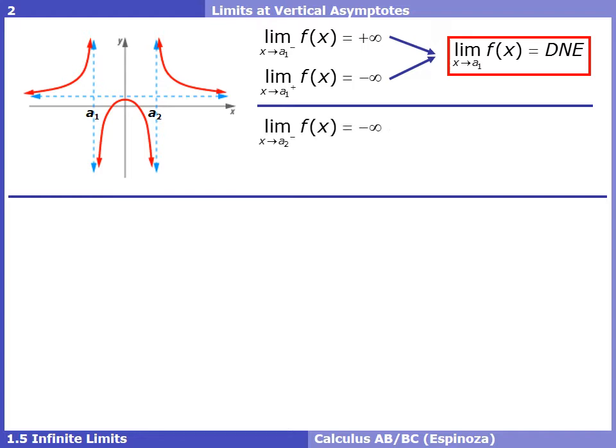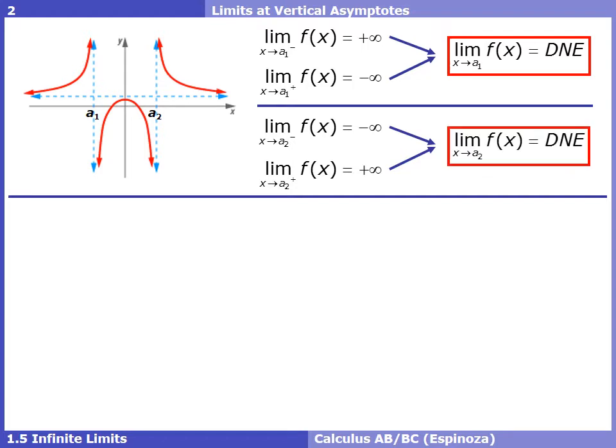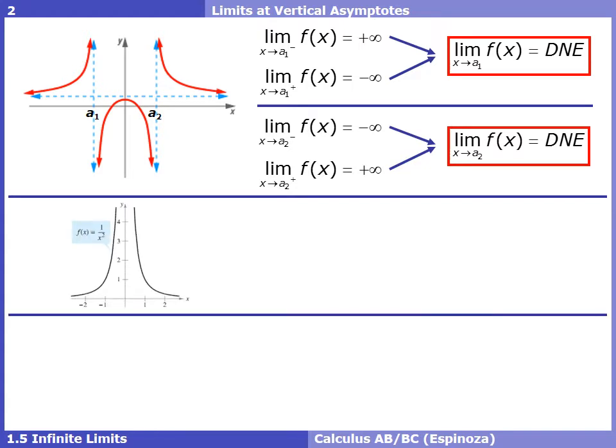At a2, if we take a look at the limit to the left of that, you'll notice the graph is going down forever, so we can say that's negative infinity. To the right of a2, we can observe that the graph is going up forever, so that would be positive infinity. Again, just based on that information, we know that there's a vertical asymptote. If we want to find the overall limit, just like the previous one, these two values are going in opposite directions. They're not coming to a specific value. So in this case, we can say that the overall limit at a2 does not exist.